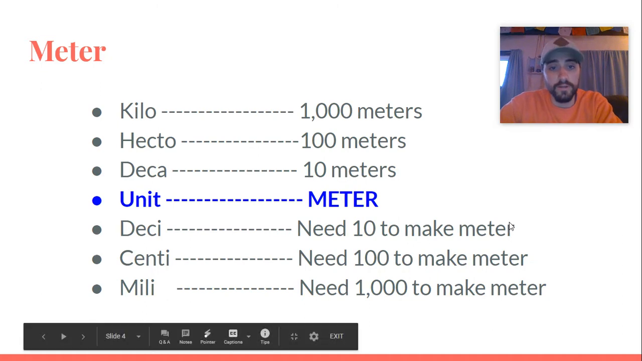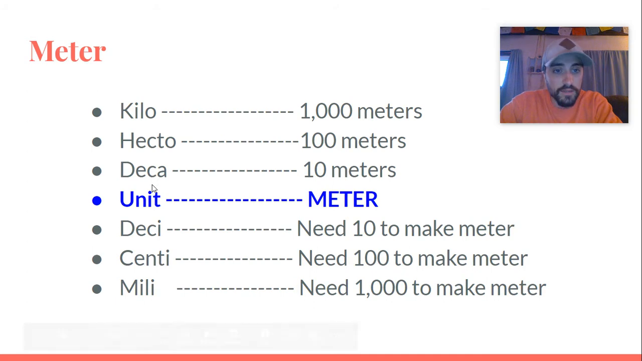Okay, so for a meter, our unit is right here at the meter. A decameter is 10 meters. A hectometer is 100 meters. A kilometer is 1,000 meters. Deca means 10, hecto means 100, kilo means 1,000. Now going smaller, a decimeter, I need 10 of those to make a meter. A centimeter, I need 100 of them. They're getting even smaller. A millimeter, I need 1,000 to make a meter.